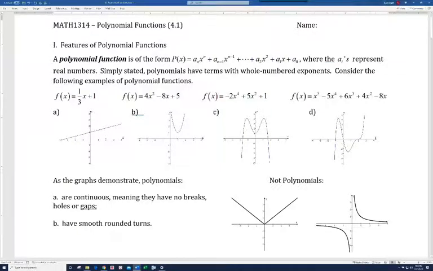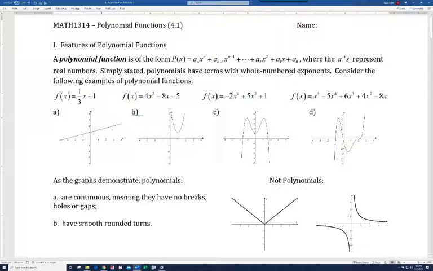Alright, in this video I'll be talking about polynomial functions. And I do want to mention before we get started, this is a section where we're going to be doing a lot of factoring, so it's important that you maybe brush up on your factoring skills if you know that's a problem for you. But let's go ahead and get started.